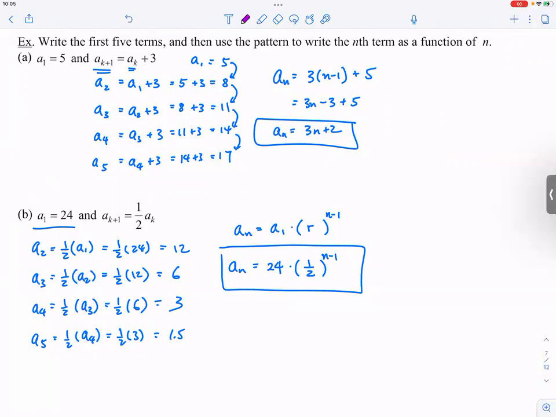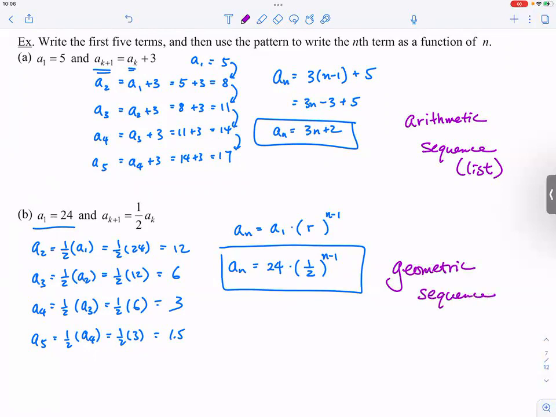So the first one is called an arithmetic sequence. Again, a sequence is a list. If you are just adding and subtracting, it is called arithmetic. And if it's a list, you call it a sequence. And then if it's multiplying or dividing, you call it a geometric sequence.